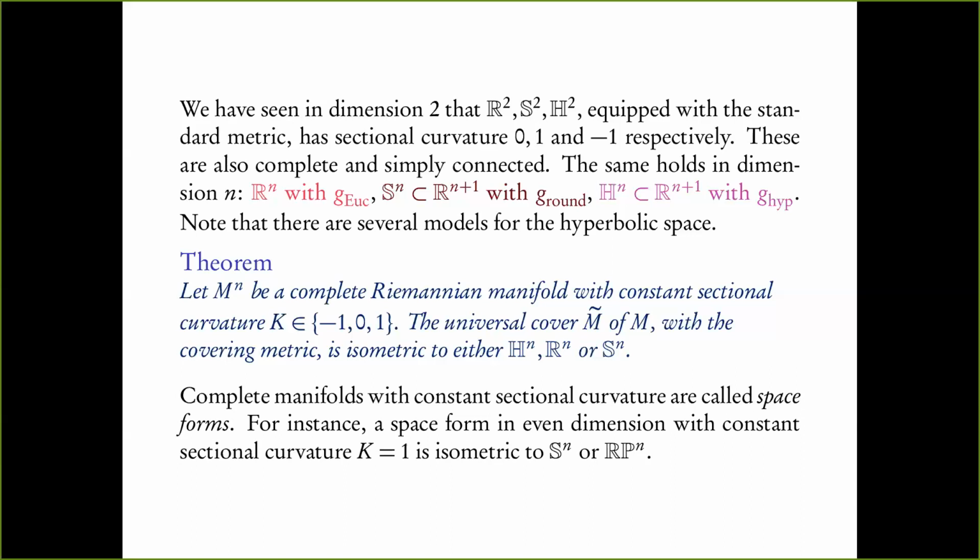So RPn can also be given a sectional curvature equal to 1 metric simply by using the isometries of Sn and the fact that the antipodal map is an isometry. If you quotient out Sn by the antipodal map, that induces a metric on RPn, which has the same curvature properties. Okay.